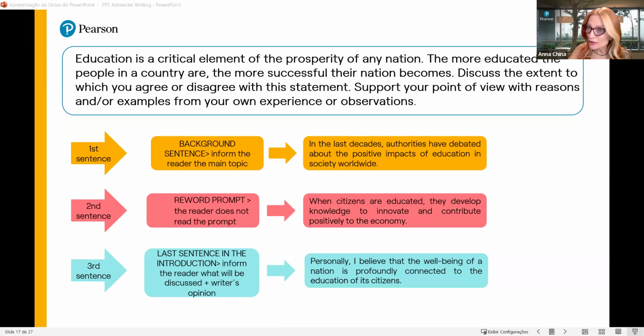Yes, you can rephrase, Sarita, but this is kind of like a rephrasing, right? When citizens are educated, so the more educated the people in a country are, so the people in a country, it's citizens, right? And then when they say the more successful a nation becomes. So I try to take prosperity and the success and contribute positively to the economy. Okay? So it's kind of like that.